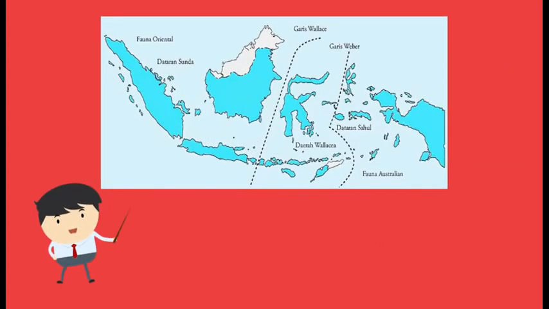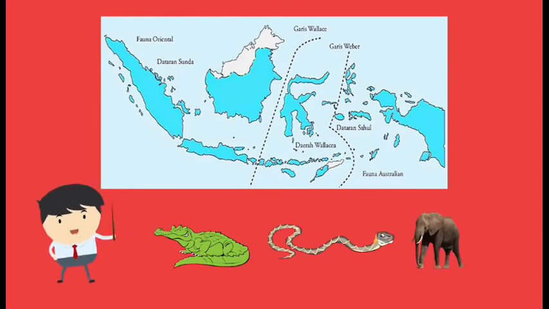Furthermore, the distribution of fauna in Indonesia. The pattern of distribution of fauna in Indonesia follows the distribution pattern of flora. Fauna in Indonesia is also divided into three areas. 1. Asiatic fauna or the Western fauna, which includes the area of Sumatra, Java, Bali, and Kalimantan. Examples of animals are crocodile, snake, elephant, and others.